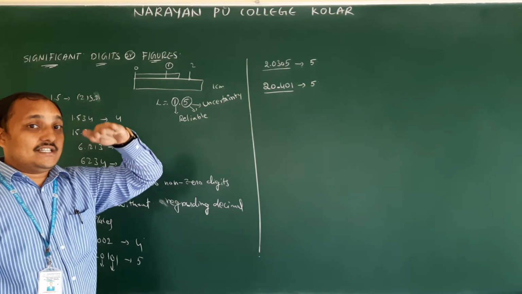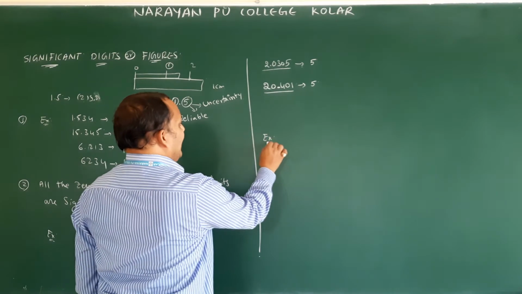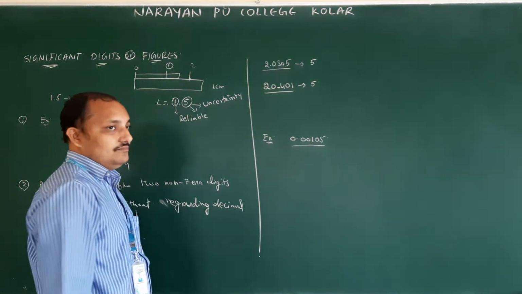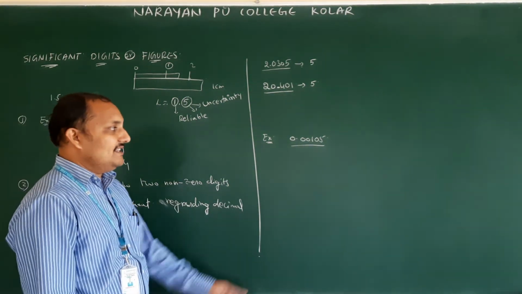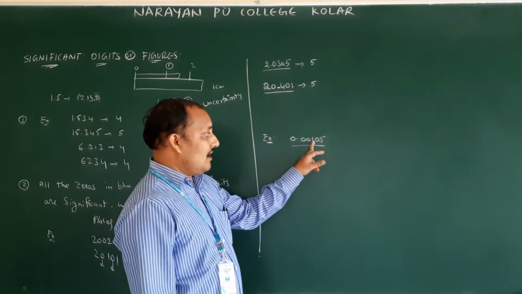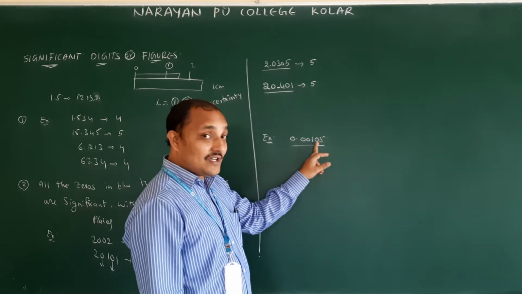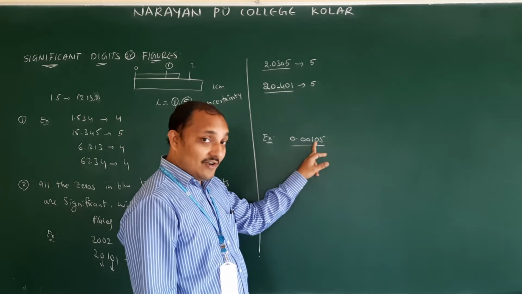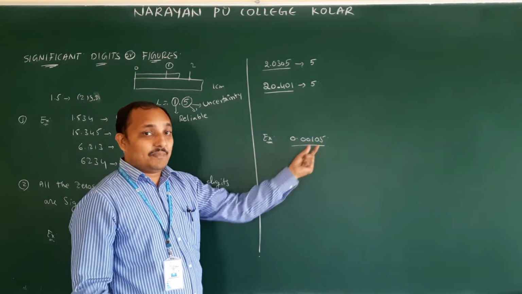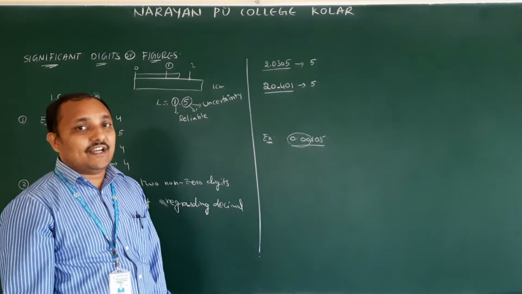So the problem will occur whenever it is less than 1. Less than 1 means, just I am giving an example, 0.00105. In this, how many significant digits are there? So according to the rule, all non-zero digits. How many non-zero digits are there? 1 and 5. So therefore those two are significant. This 0 is there in between 1 and 5. Therefore this 0 is also significant. So according to these two rules, we got 3 significant digits. But I didn't give information about these zeros. Will these zeros be significant or not?